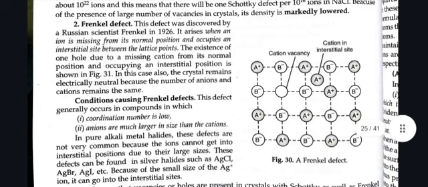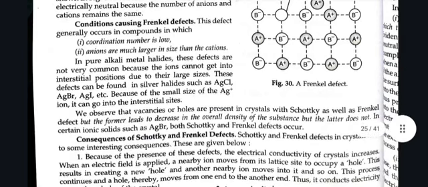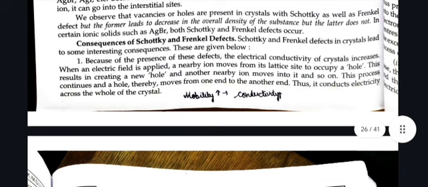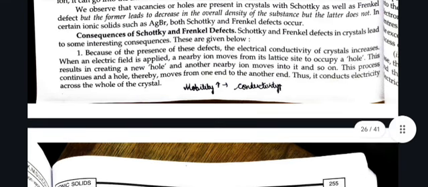Conditions causing Frenkel defect. This defect generally occurs in compounds in which coordination number is low and anions are much larger in size than the cation. In pure alkali metal halides, this defect is not very common because the ions cannot get into interstitial positions due to their large sizes. These defects can be found in silver halides such as AgCl, AgBr, AgI, etc. Because of the small size of the Ag positive ion, it can go into the interstitial site. We observe that vacancies or holes are present in crystals with Schottky as well as Frenkel defect, but the former leads to a decrease in the overall density of the substance, but the latter does not. In certain ionic solids such as AgBr, both Schottky and Frenkel defects occur.